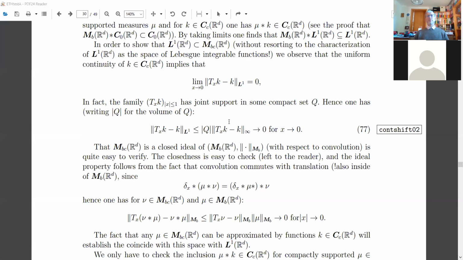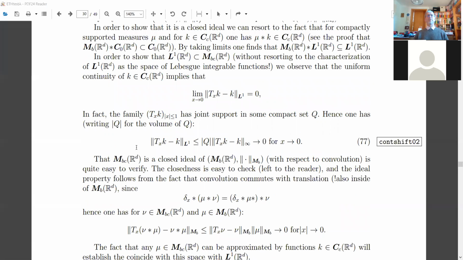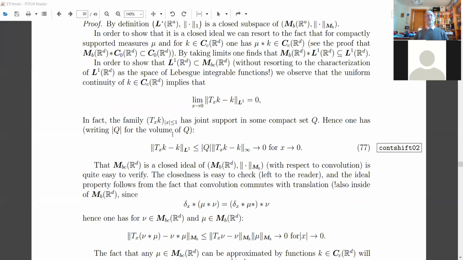So the harmless embedding of continuous functions with compact support into L1 and the uniform continuity give you that you are inside MBC, because MBC, I was saying this is an exercise, is closed. So if the nice functions are okay, you can take limits and it will still be in the closed subspace of continuously shifting.